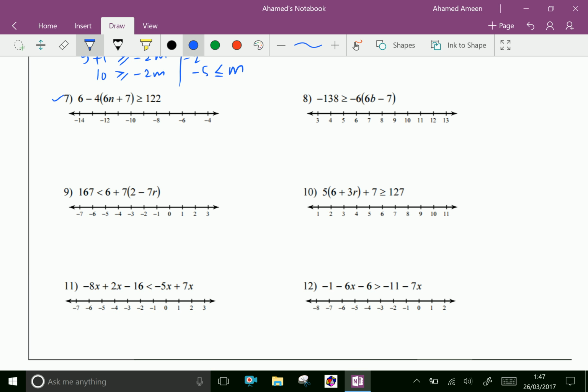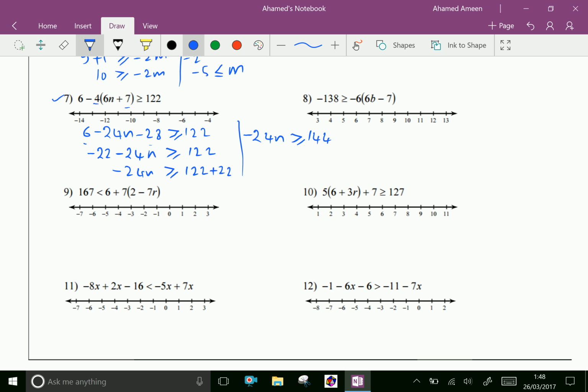6 minus 4 bracket 6n plus 7 is greater than or equal to 122. First, multiply minus 4 with what is inside the bracket. Minus 4 into 6n is minus 24n. Minus 4 and plus 7 multiplication is minus 28, so 6 minus 28 is minus 22. Minus 22 minus 24n is greater than or equal to 122. Then minus 24n is greater than or equal to 122 plus 22, which is 144.